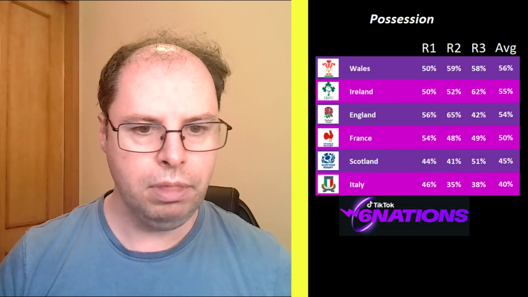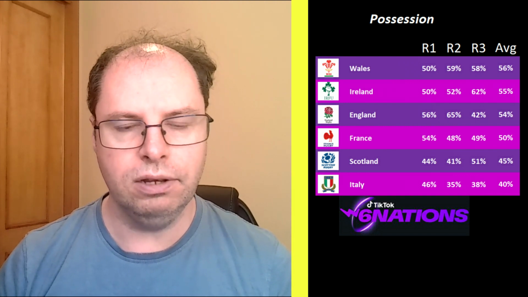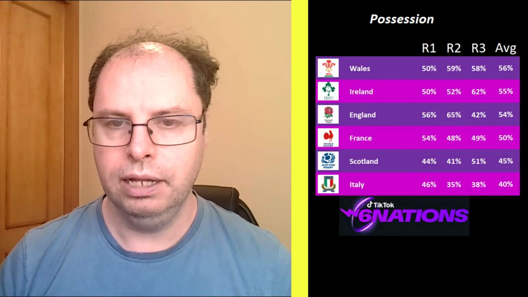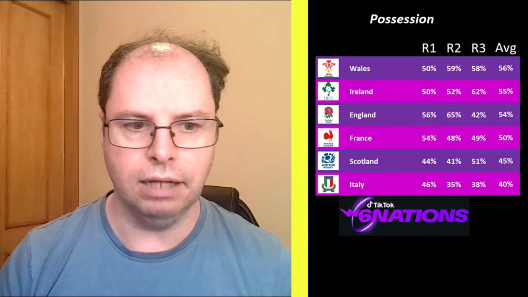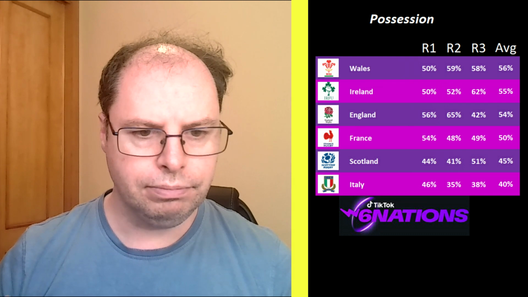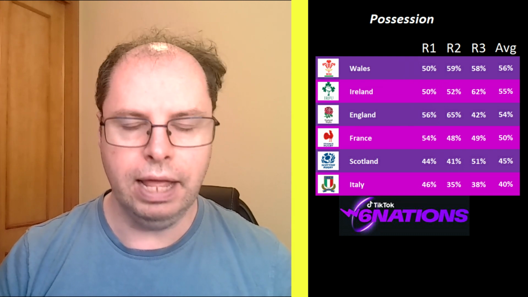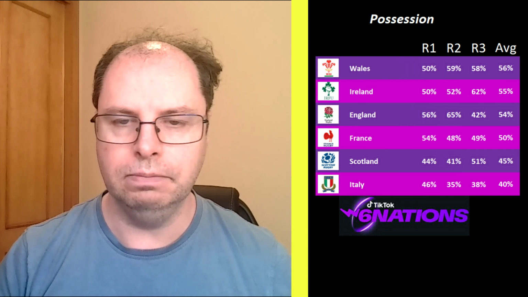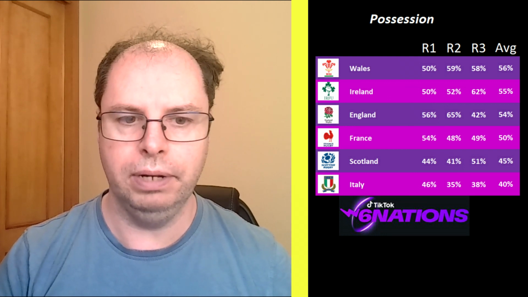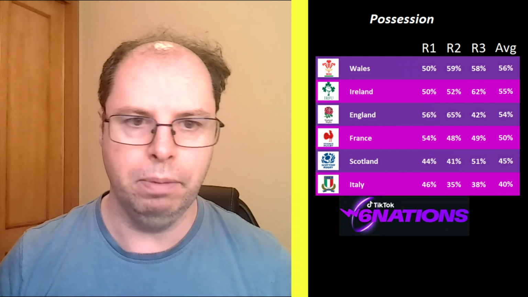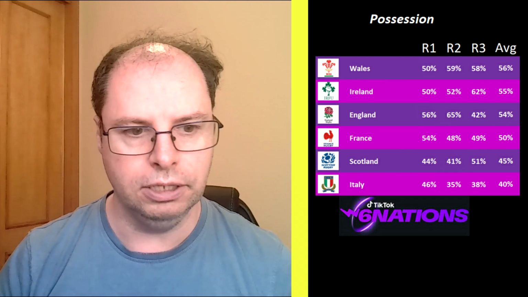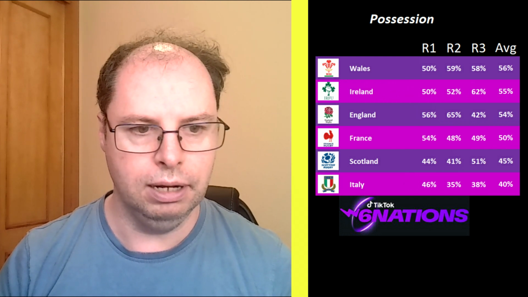Wales, Ireland, and England all have very similar possession numbers, but with varying degrees of success. Obviously, if England have a lot of ball, they're going to hurt teams, and we're seeing that in the score lines that they're putting up, and that's why people are very worried about this weekend's tie against Ireland. What is the margin going to be in that game? What's the scoreline going to be?